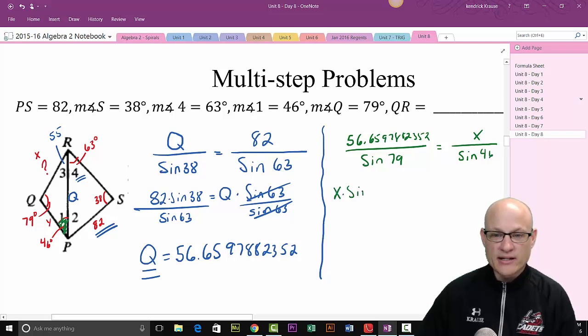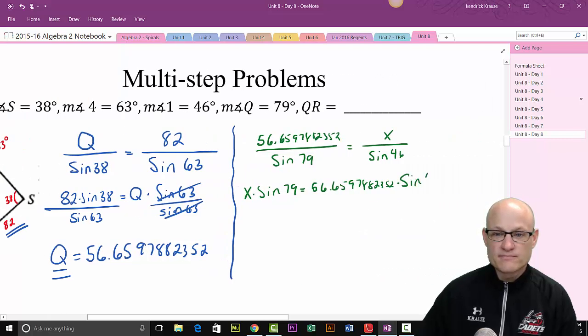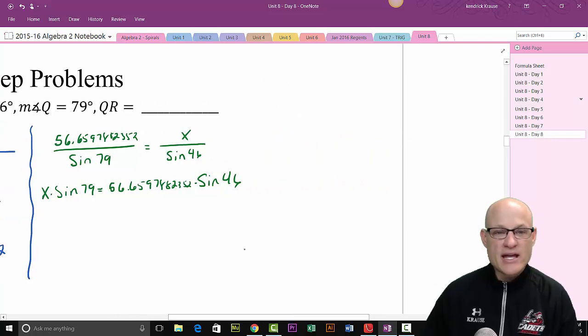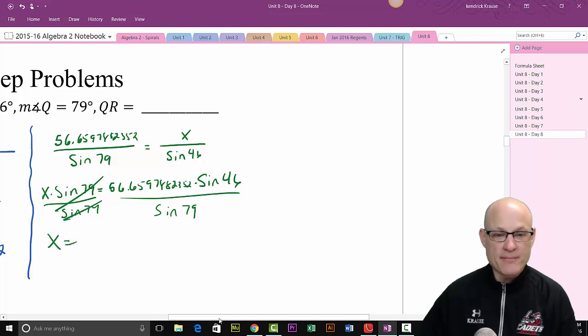X times the sine of 79 is equal to 56.65978825352 times the sine of 46. You're going to write all that out as much as possible. And then I'm going to divide by sine of 79. And then we round at the end. Only then can I round. So I get x equals that mess.